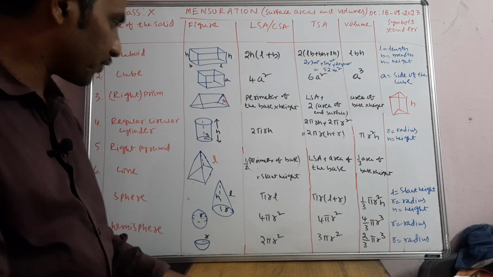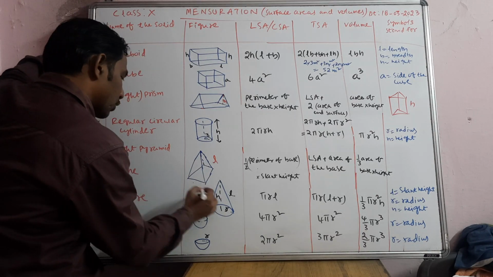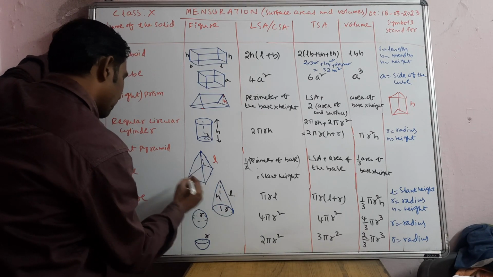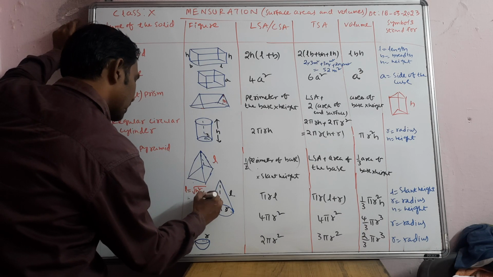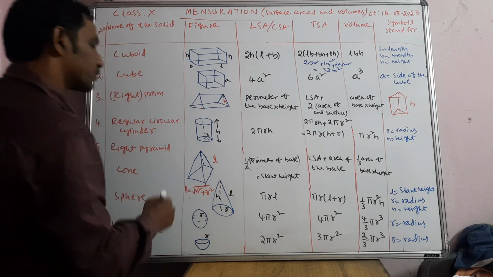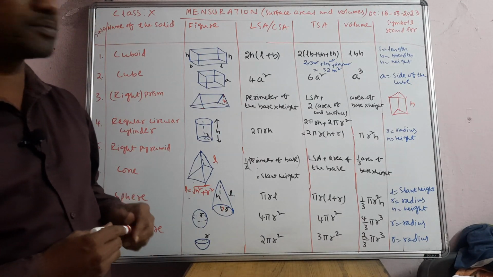One more thing I forgot to say: in cone, one more formula you have to remember. In cone, L is equal to under root of h square plus r square. Sometimes it will be useful. It is like the Pythagoras theorem, where a 90 degrees angle will be there.